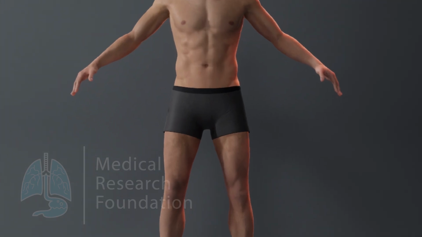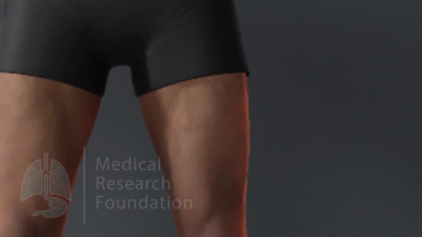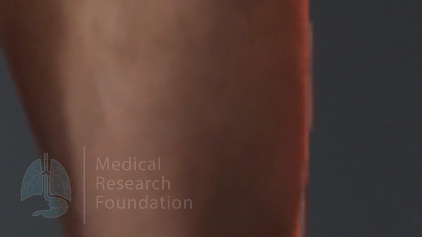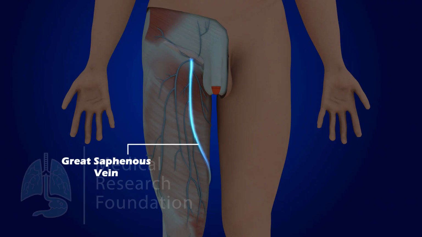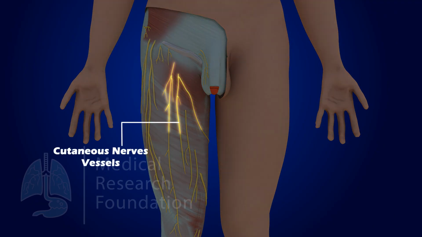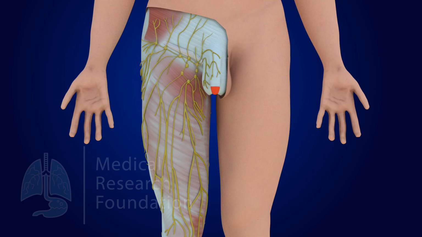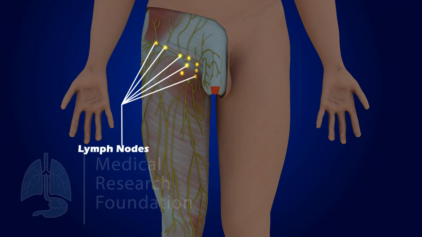Front of thigh extends between the hip and knee joints. The superficial fascia contains one big vein, the great saphenous vein, besides the cutaneous nerves, vessels, lymphatics, and lymph nodes.